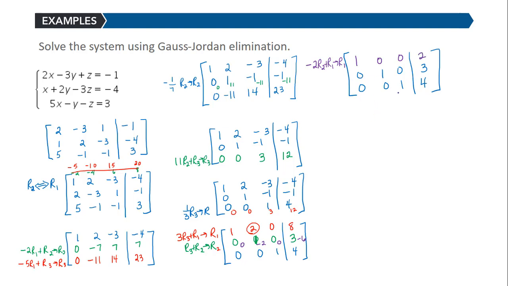So now I have it in the form of reduced row echelon form. The equivalent system is just x equals 2, y equals 3, and z equals 4. So the solution of this system is 2, 3, 4.